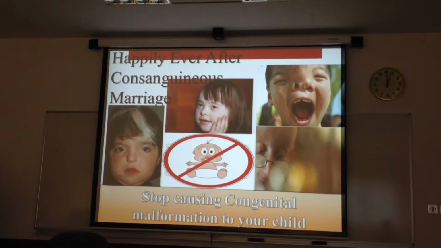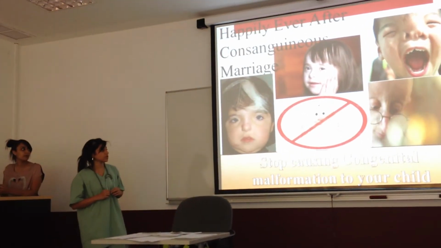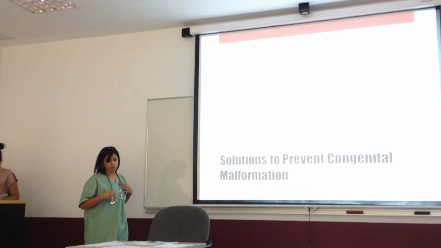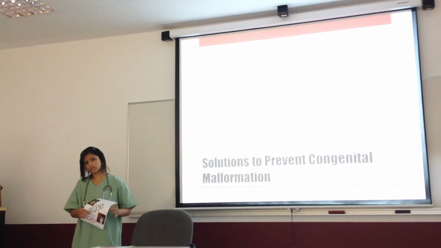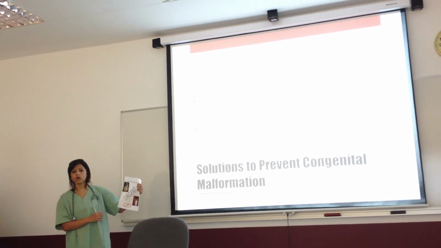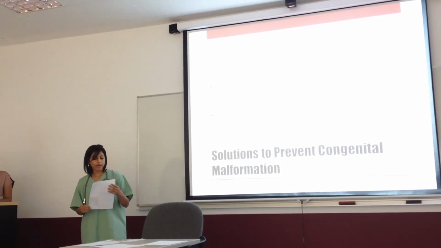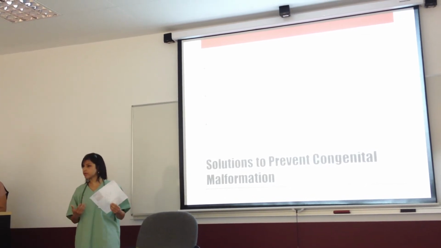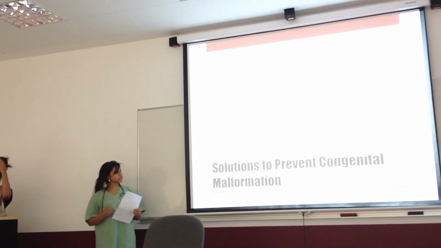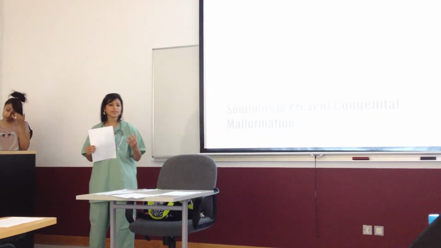So at the end, this is a little ad that I've made, "Happily Ever After Consanguineous Marriages," and basically these are the side effects of consanguinity. Stop causing congenital malformation to your kids. As an AUK student, what we can do is give that ad to the student life center and tell them to put it on the walls or on the clipboards, so we can convey this message to the students. We can also invite a speaker, a specialist in consanguinity and these kinds of diseases, to give a speech on this topic to the students. It would be useful. Also, outside of the university, we can contact the Ministry of Transportation.